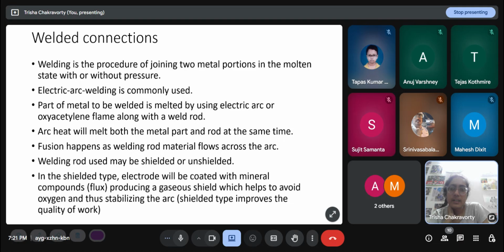Welded connections. Welding is a procedure of joining two metal portions in the molten state, with or without pressure. Electric arc welding is commonly used, which all of us have seen at construction sites in India.